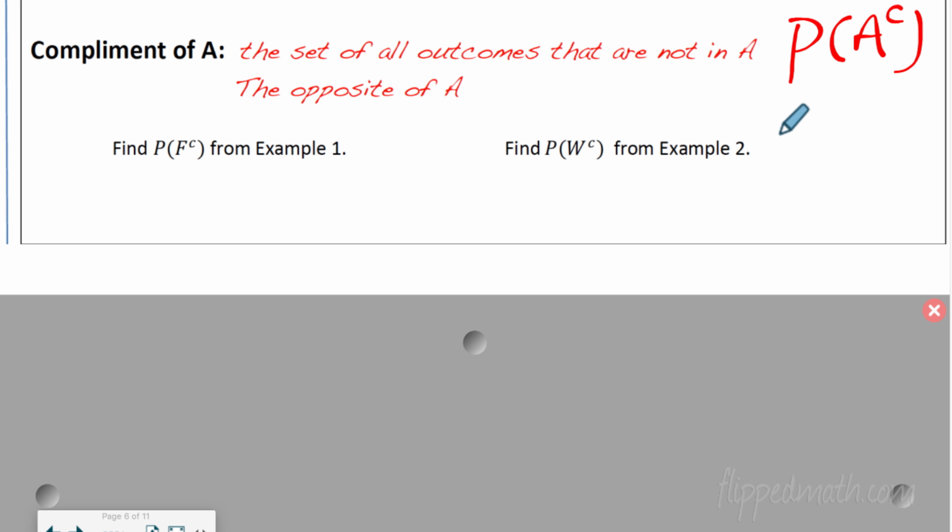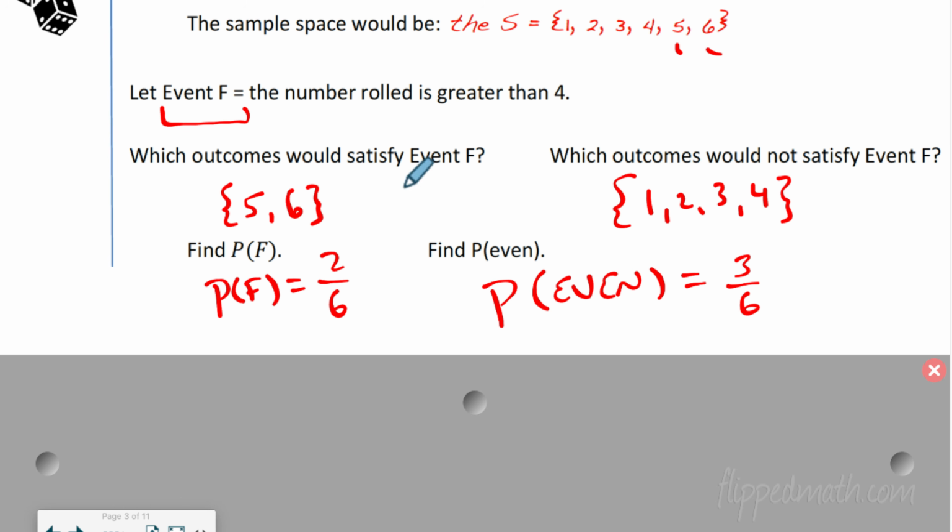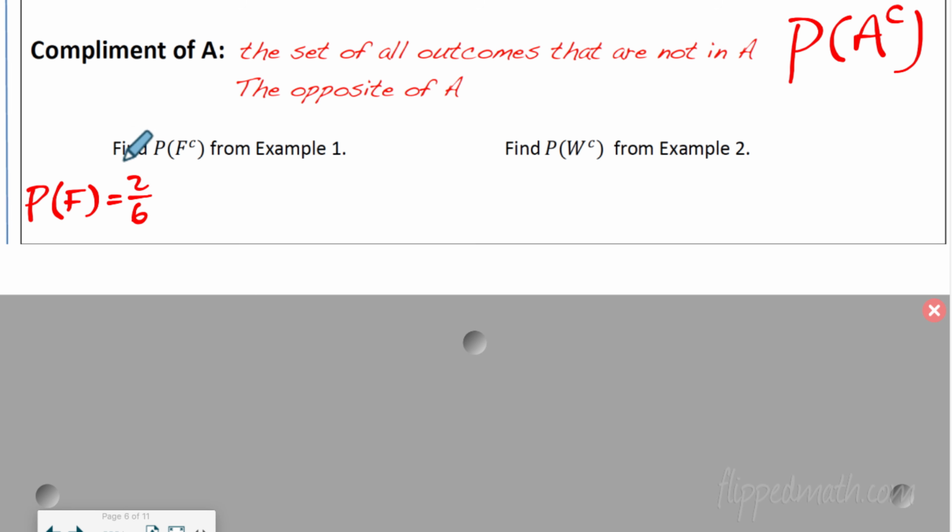Okay, so example 1. If you recall, example 1 had F was the number rolled is greater than 4. So the probability of F was 2 out of 6. Let's write that down. So if the probability that F will happen is 2 out of the 6 outcomes, then we know that the probability that F won't happen, or the opposite of F, has to be all of the other outcomes that aren't these 2. So that would be 4 out of 6. Okay, let's try the next one.